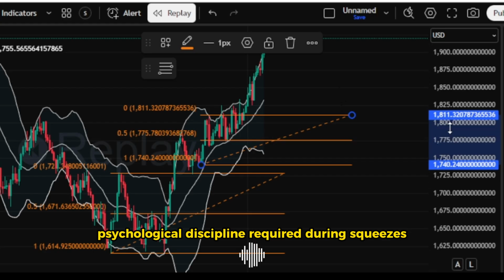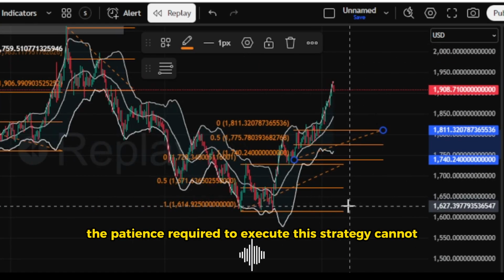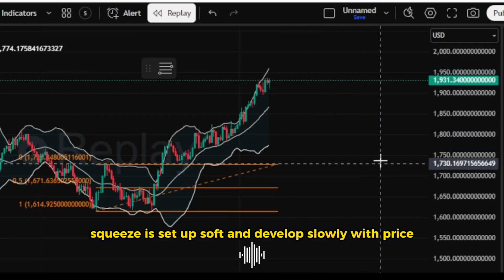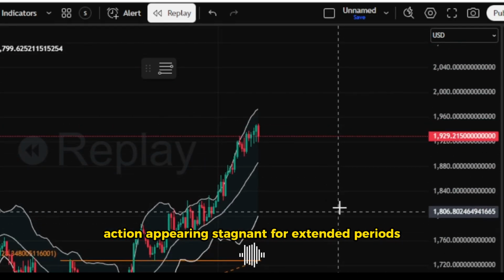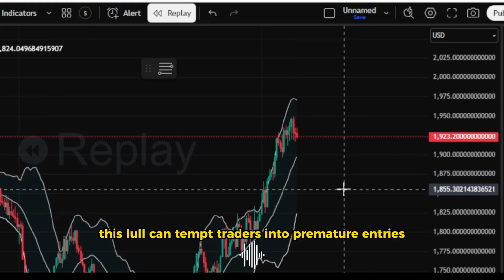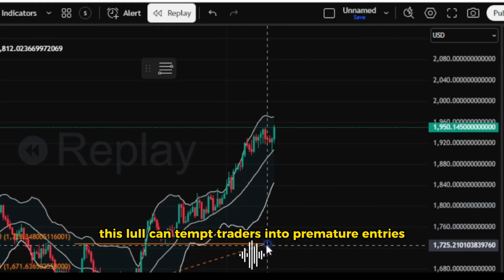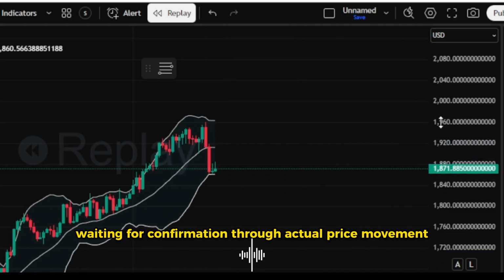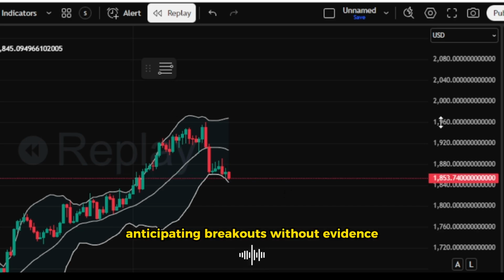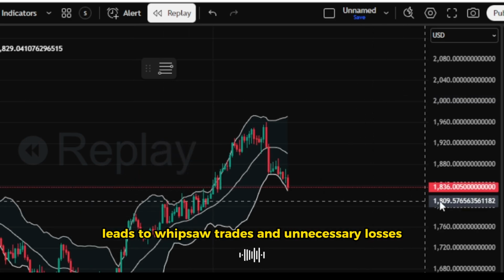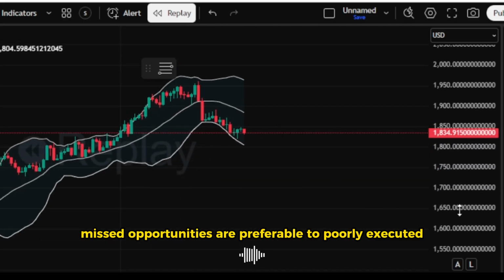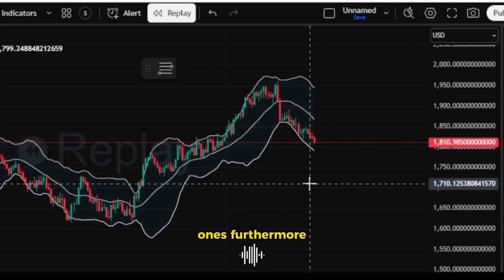Psychological discipline required during squeezes. The patience required to execute this strategy cannot be overstated. Squeeze setups often develop slowly, with price action appearing stagnant for extended periods. This lull can tempt traders into premature entries or abandoning the setup out of boredom. Emotional discipline demands waiting for confirmation through actual price movement beyond the range boundaries. Anticipating breakouts without evidence leads to whipsaw trades and unnecessary losses. Professionals understand that missed opportunities are preferable to poorly executed ones.